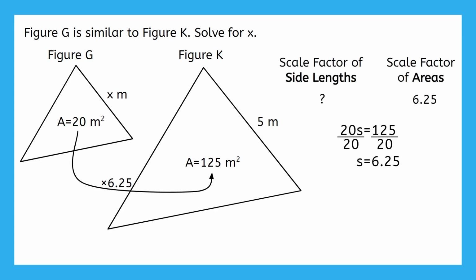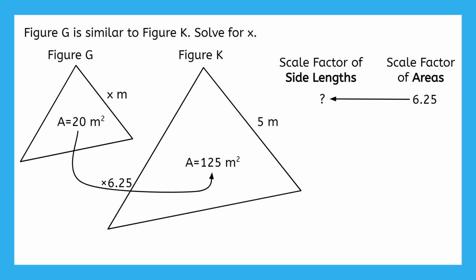Let's make our chart to organize ourselves here. I need to find the scale factor of the side lengths. So I'm kind of working backwards here. I know that to get from the scale factor of the side lengths to the scale factor of the area, I square my number. What do you think I could do to go in the opposite direction?